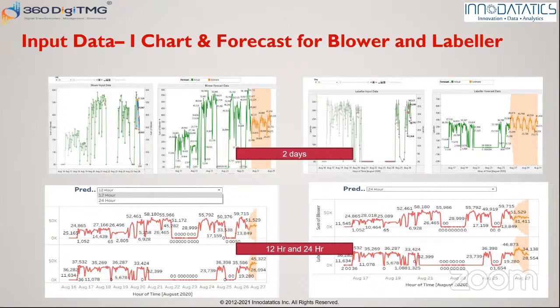I will of course talk in depth about these charts, and you will understand them better when I show it in the Tableau dashboard. But just to know, this is the blower performance on the left side, and the right side is the labeler performance. And what are these 2 days, 12 hours and 24 hours? It is nothing but how the machine is performing in 2 days. We have an interactive dashboard where you can see the machine performance for 12 hours, for 24 hours, or for 2 days in the same view of the dashboard. So that's what this slide talks about.